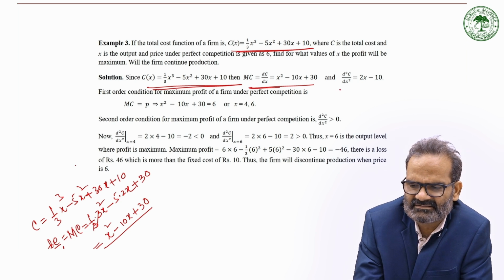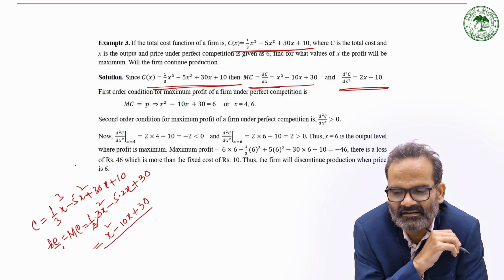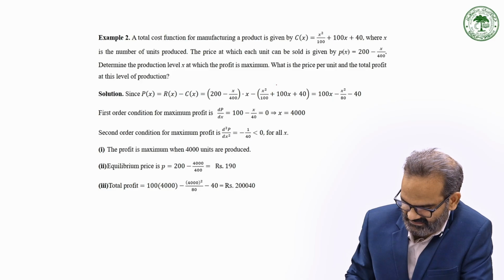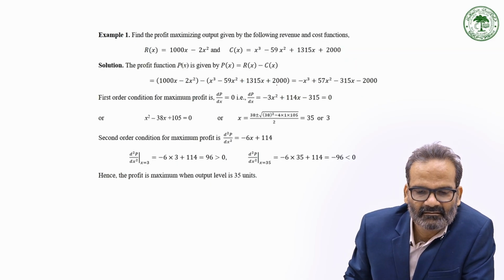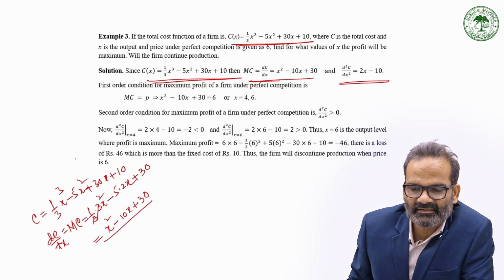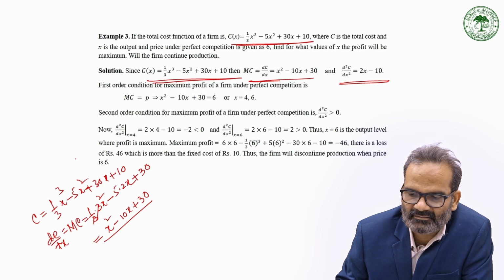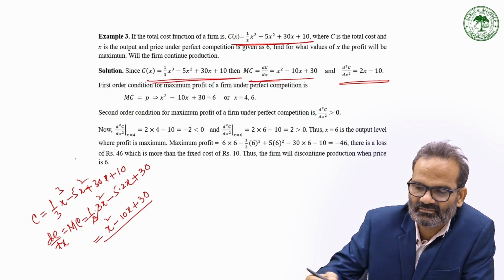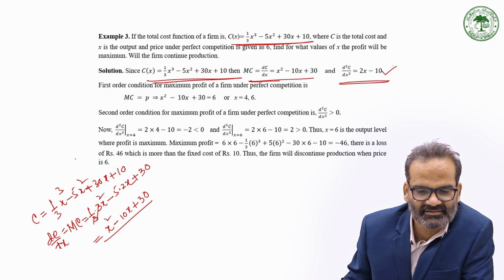Now calculate the second derivative also. The second derivative is what? Naturally, the derivative of x square is 2x, and the derivative of minus 10x is minus 10. So this is your second derivative.